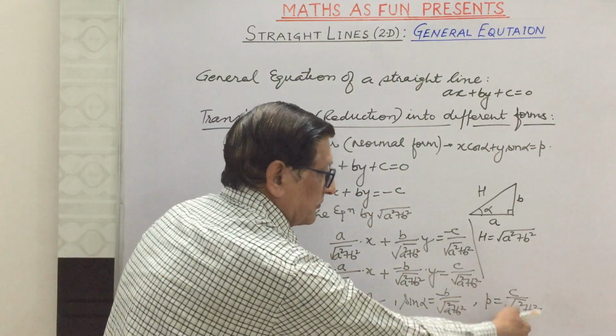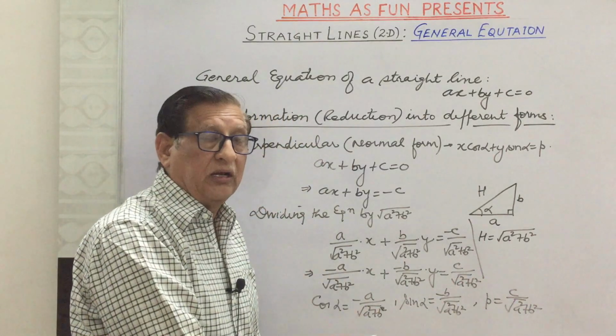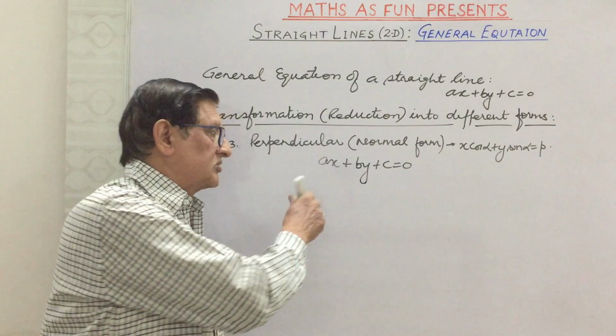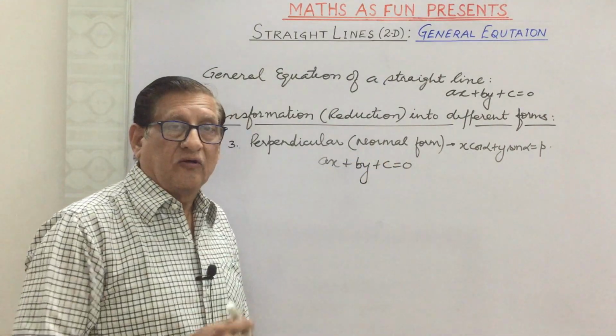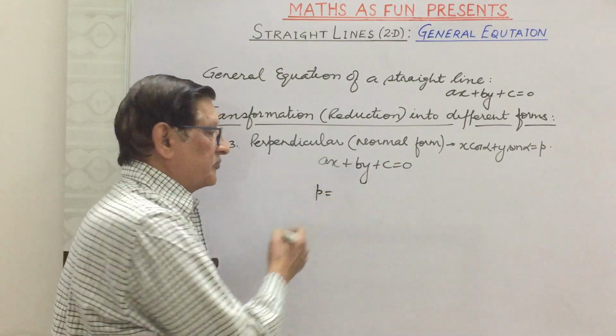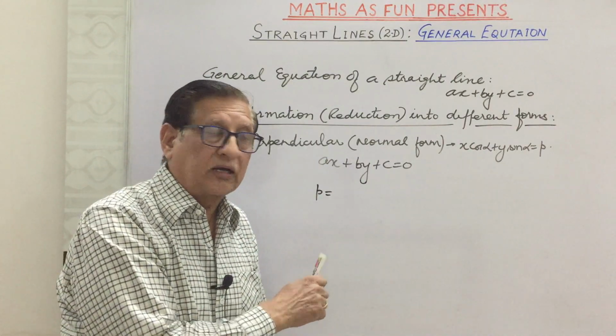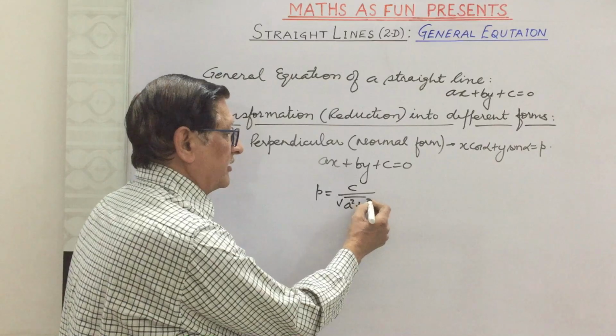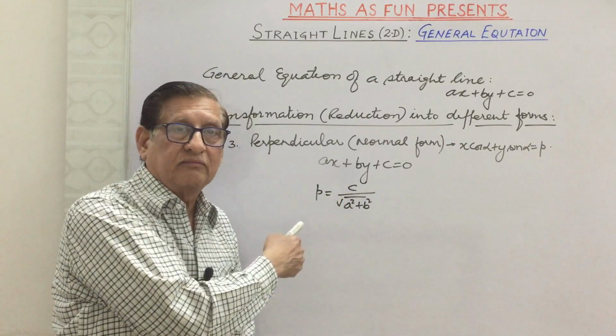This is the length of the perpendicular on any line from the origin. So by converting this equation into the normal form, we could see that the length of perpendicular from the origin on a line can be given by c upon root of a square plus b square. This we can use as a formula.